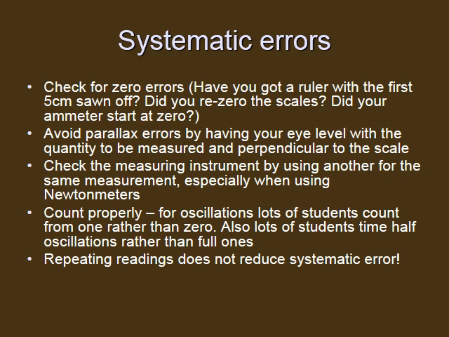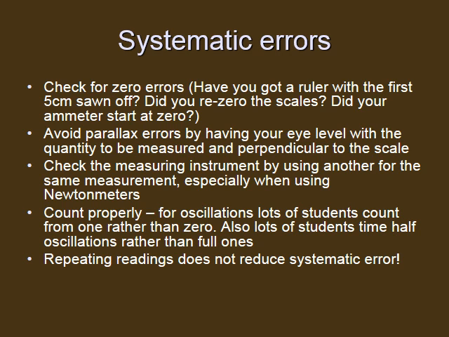You can avoid parallax errors by having your eye level with the ruler and seeing the quantity that's being measured perpendicular to the scale on the ruler. That's another example of a systematic error which you can remove. And check the measuring instrument, be it a ruler or a balance, by using another for the same measurement, especially when you're using Newton meters.